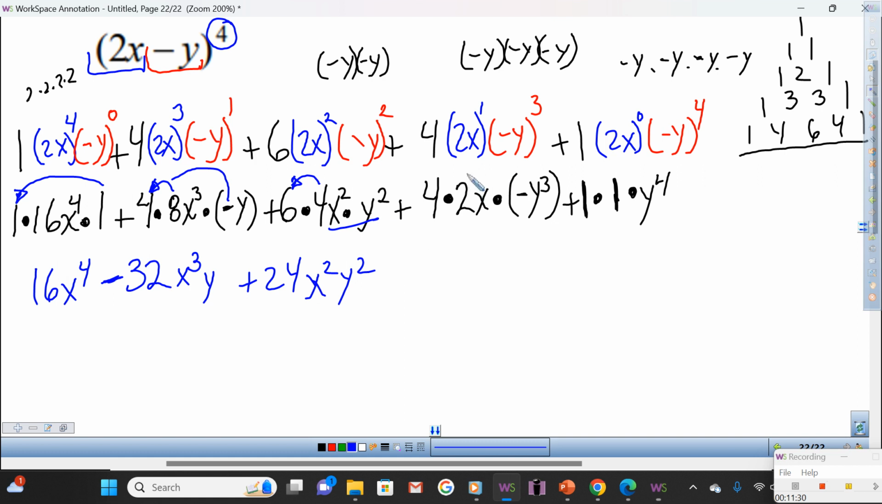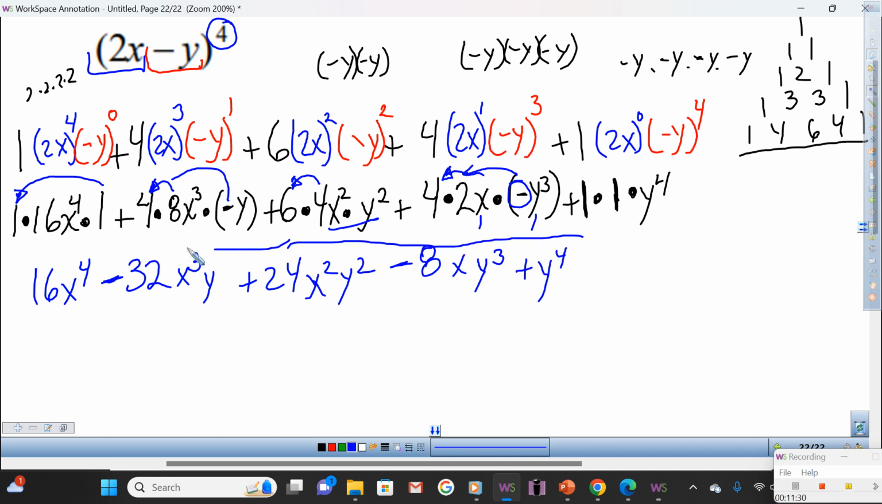Next, what is 2 times 4? 8, but there's a what? Negative, so this is a negative 8. Bring down the x and bring down the y cubed. And last but not least, what is 1 times 1? 1 times 9, y to the fourth is y to the fourth. And we're done.